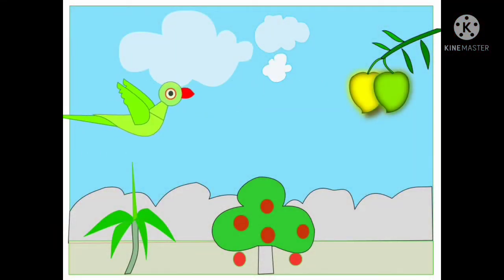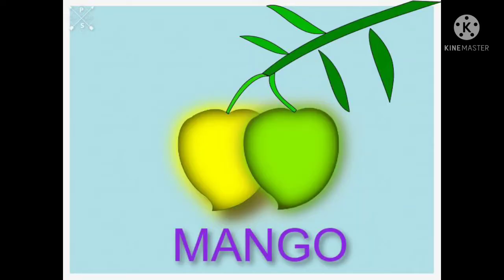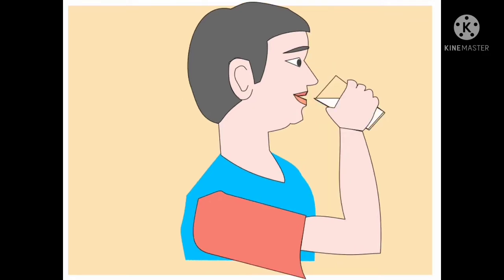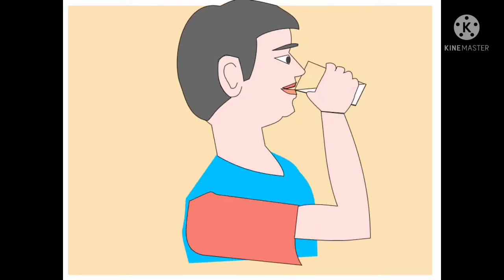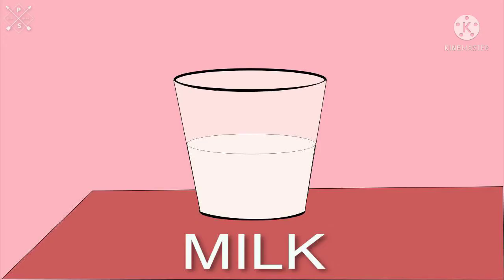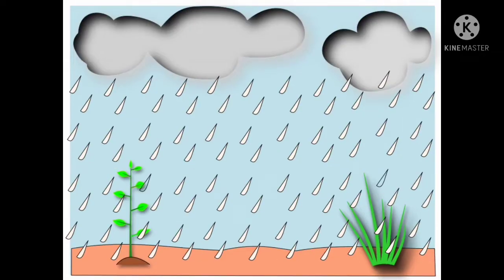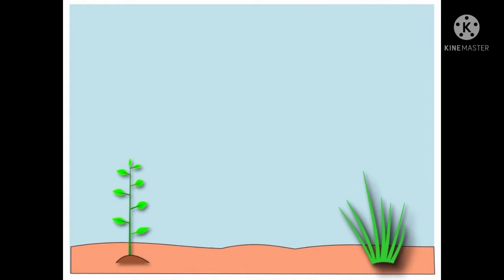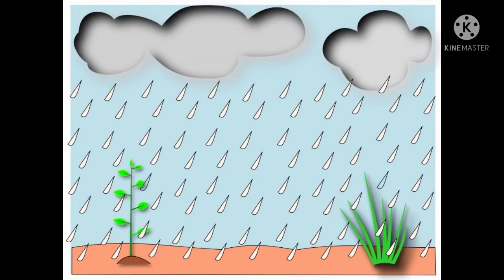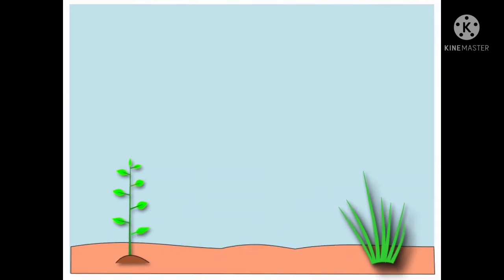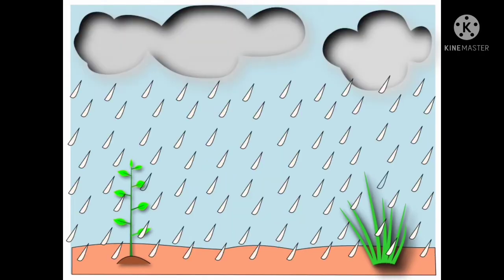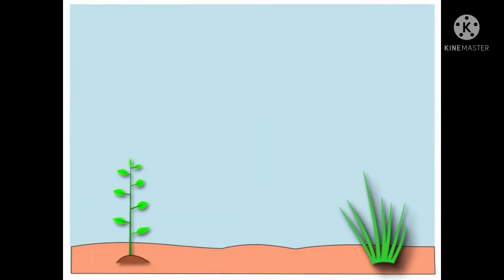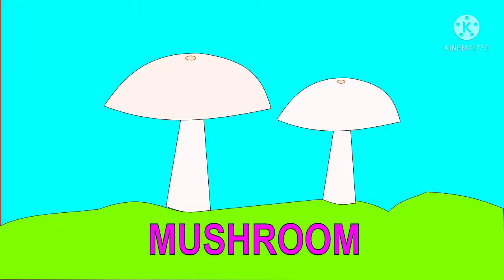Kids, let's see which are the words starting with the letter M. M for mango. M for milk. M for mushroom.